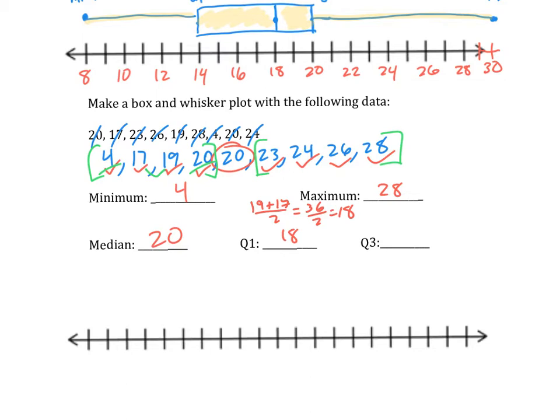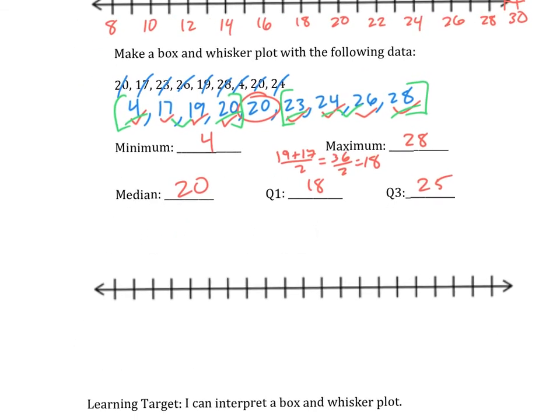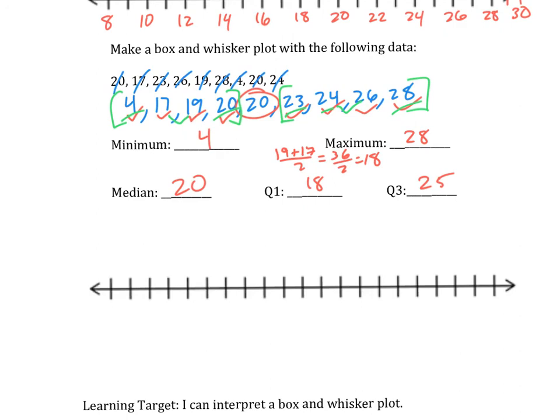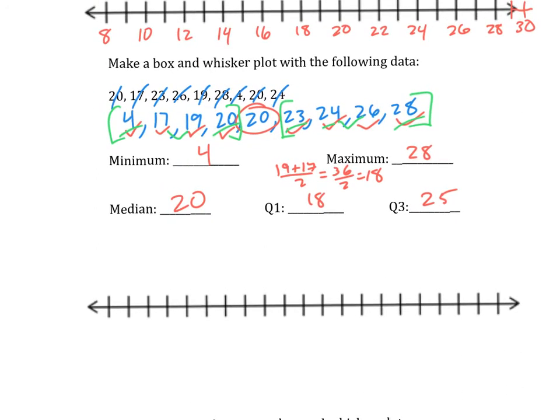Okay, and then we'll do the same thing with this set of data. And right now, again, we're right in between 24 and 26, which we know is going to be 25. So now that we know those specific things about our set of data, we can make our box and whisker plot. Let's first label our number line.